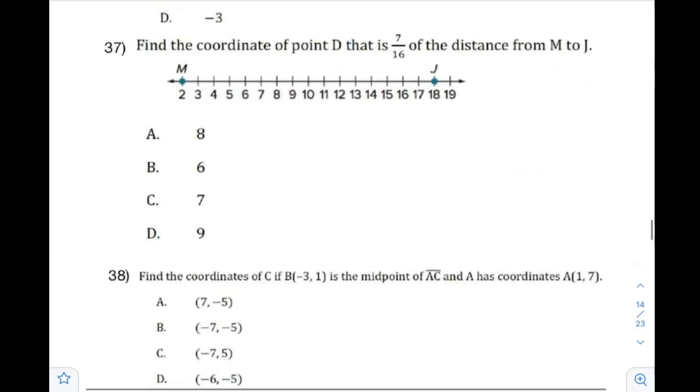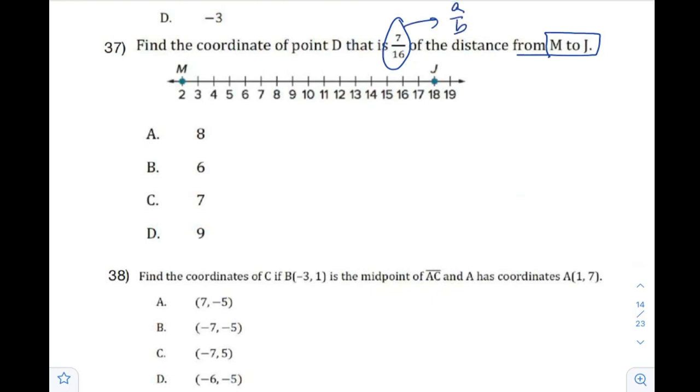Find the coordinate of point D, that is 7 over 16 of the distance from M to G. So it is a directed segment, and we have a fractional distance. So this reminds us of A over B. This is x1 and this is x2. We are on the number line, x1 and this is x2. So x1 plus A over B, x2 minus x1.